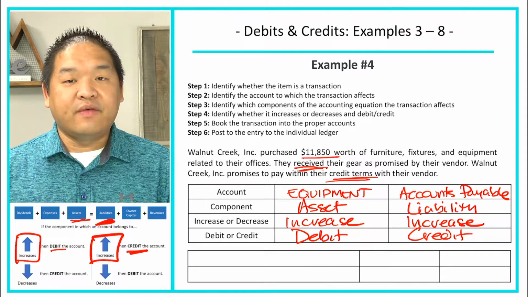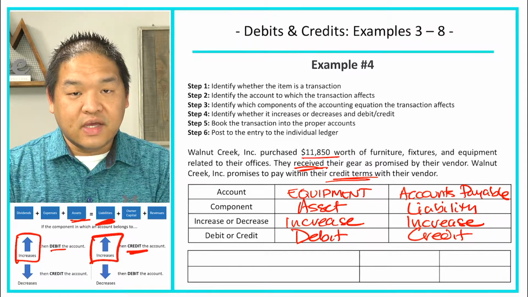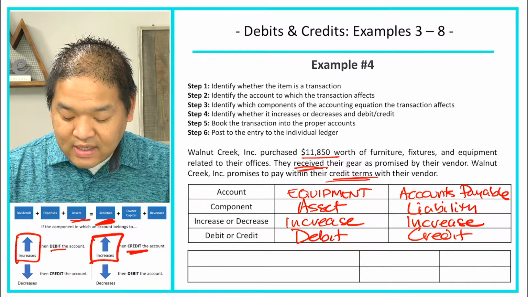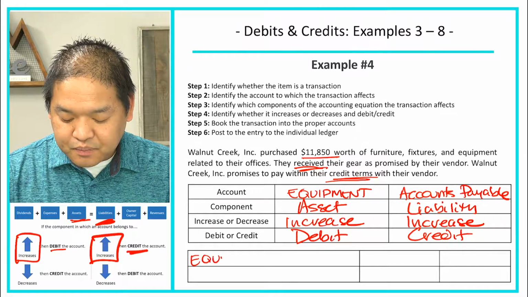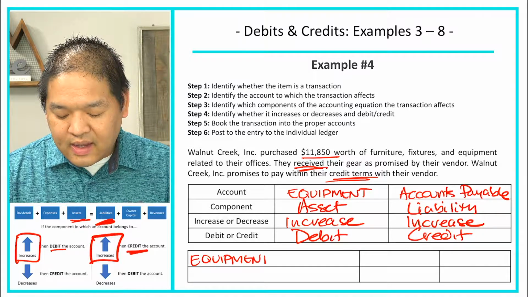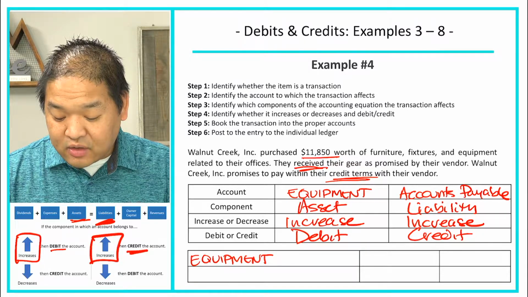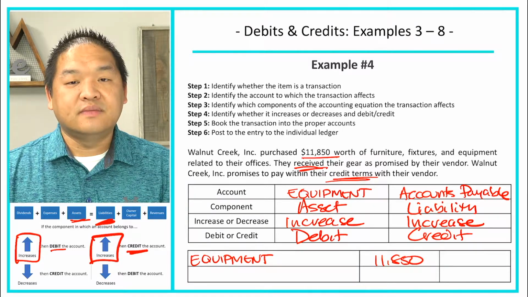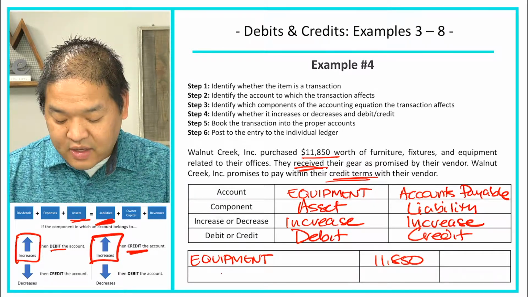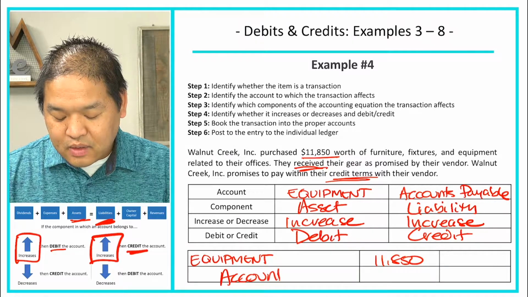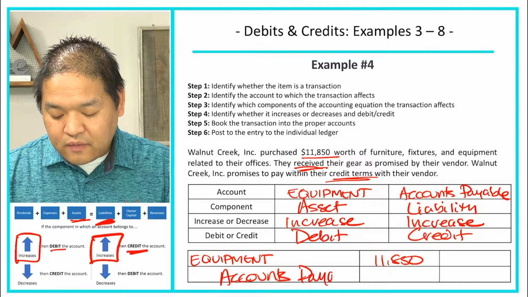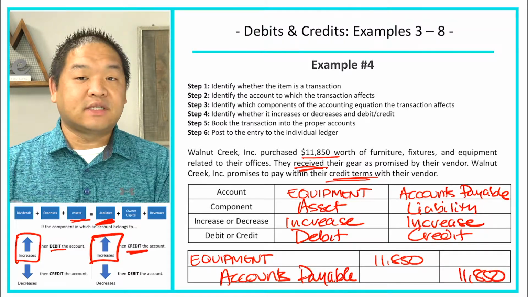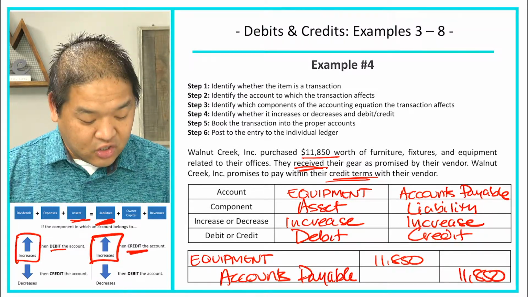All right, now that we got everything that we need to know, it's time to do the journal entries. We're going to put the debit before our credit. So we're going to debit first equipment. And we're going to debit equipment for $11,850. And then we're going to credit the accounts payable for $11,850. So that's going to be our debit and our credit.